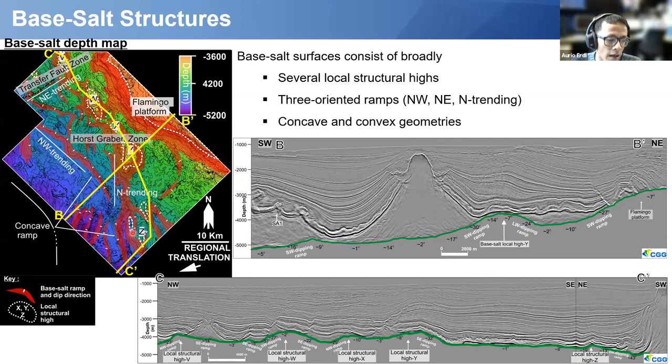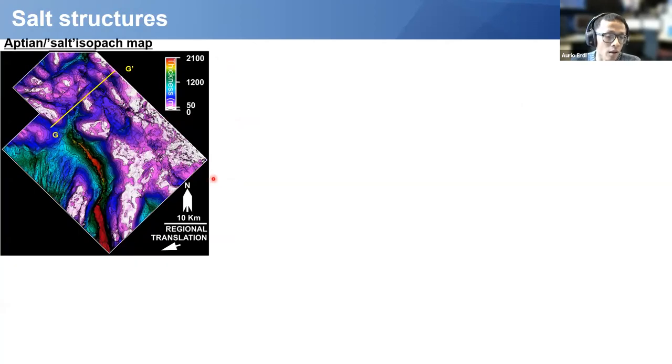We speculate that the north and the northwest ramps and associated structural highs were a product of a syn-rift Angola Gabon horst and graben system. In terms of northeast trending ramps, due to similar orientation, we speculate that it might be related to the previous Martin Vaz transfer fault zone. And to understand the general salt structural framework, we generate a salt isopach map.